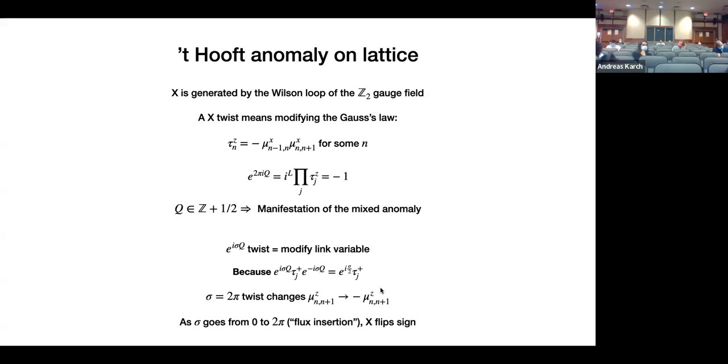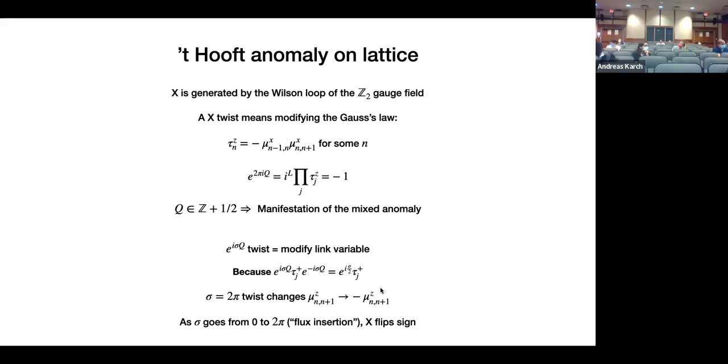We can also insert a U1 symmetry defect. So let's say I insert e to the i sigma q. Sigma is now just some angle between 0 and 2 pi. Inserting this twist means that we modify the link variables. We don't write down any Hamiltonian, so it might be a little abstract. But if you imagine any sort of Hamiltonian, then this twist means that we modify, for example, the link variables in some way by some phase.